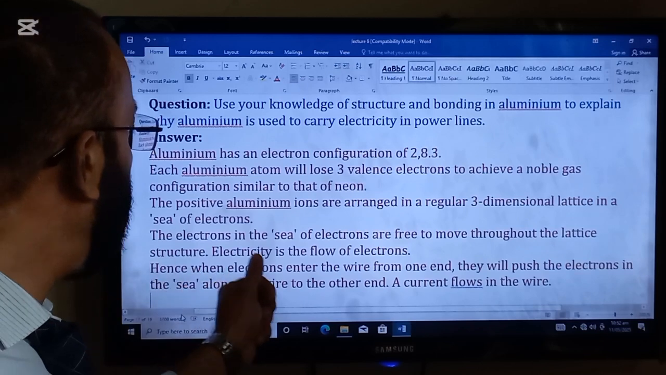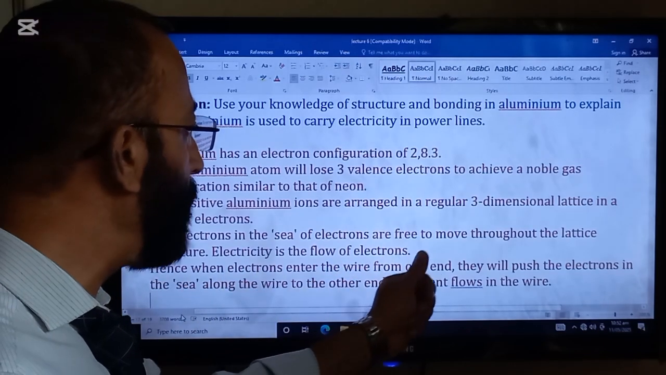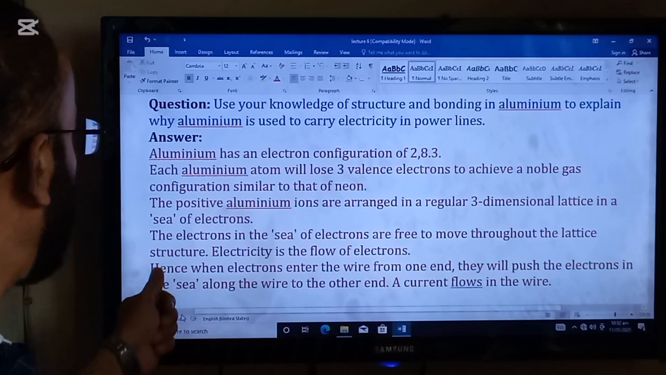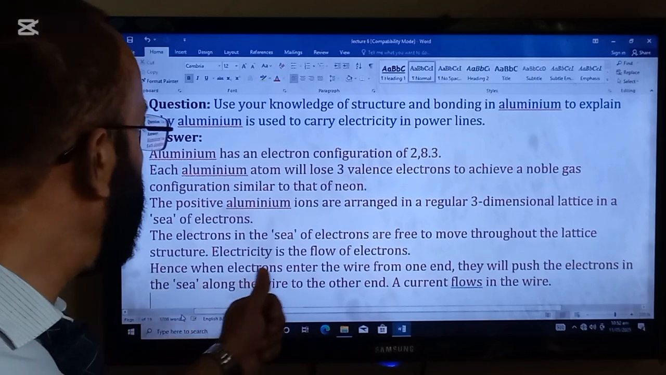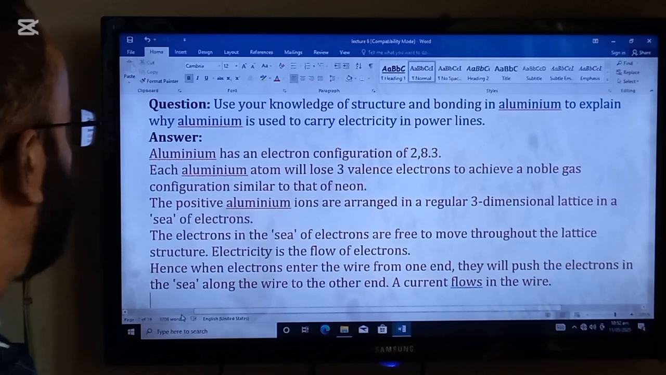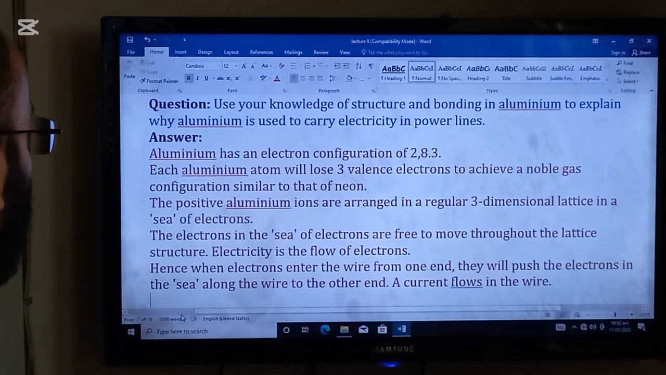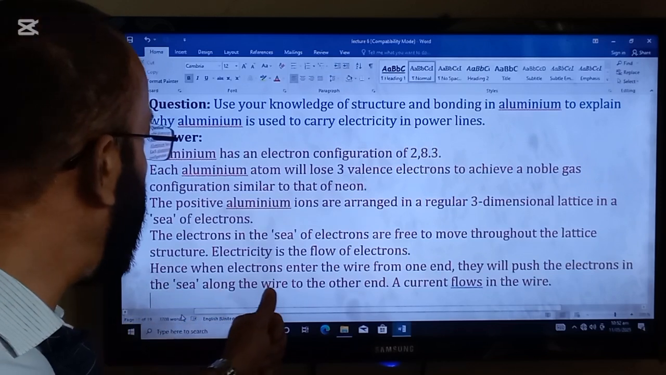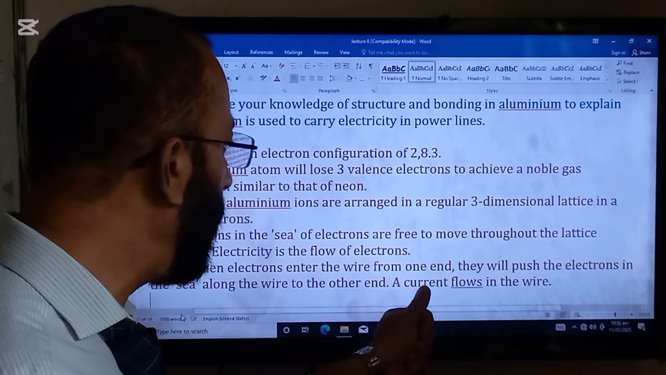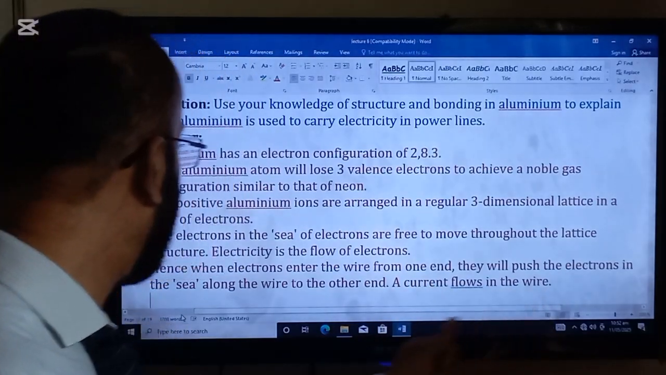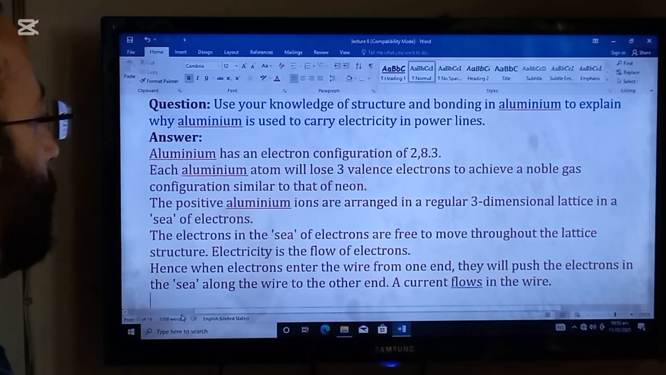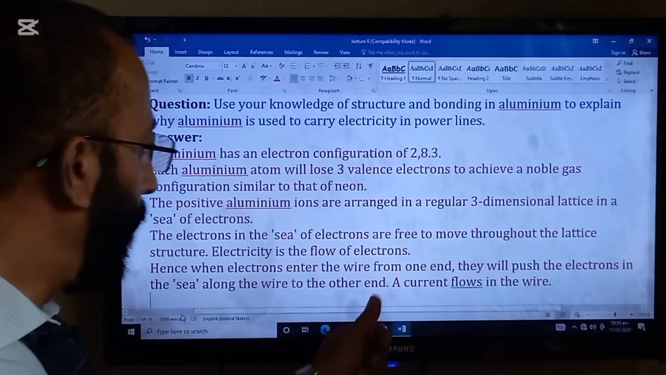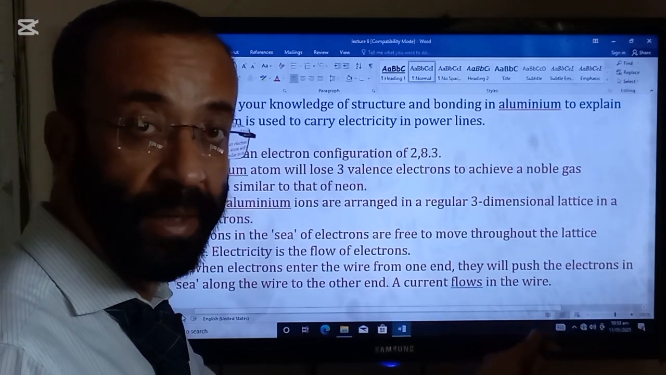The electrons in the sea of the electrons are free to move throughout the lattice structure. Electricity is the flow of the electrons. Hence, when electrons enter the wire from one end, they will push the electrons in the sea along the wire to the other end. A current flows in the wire.